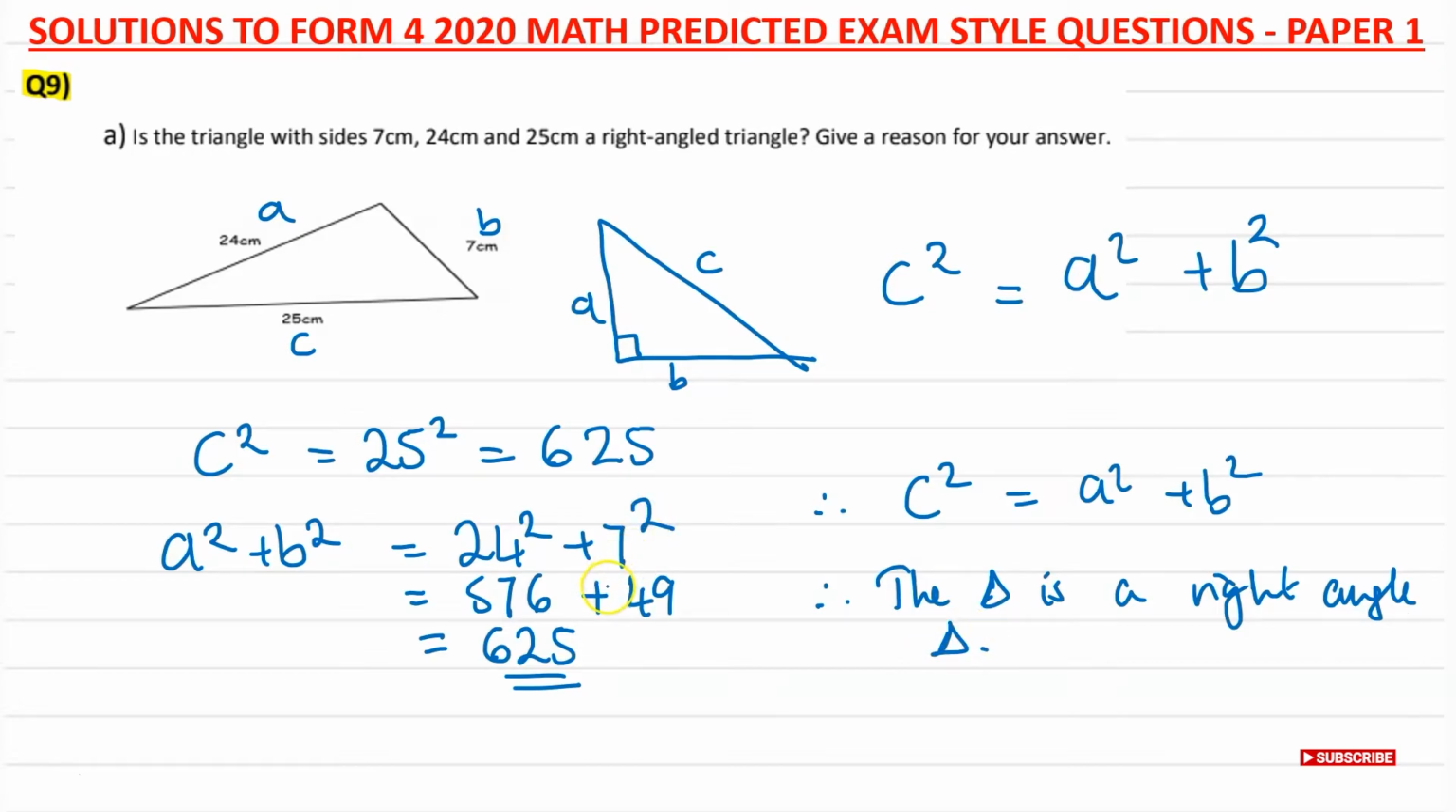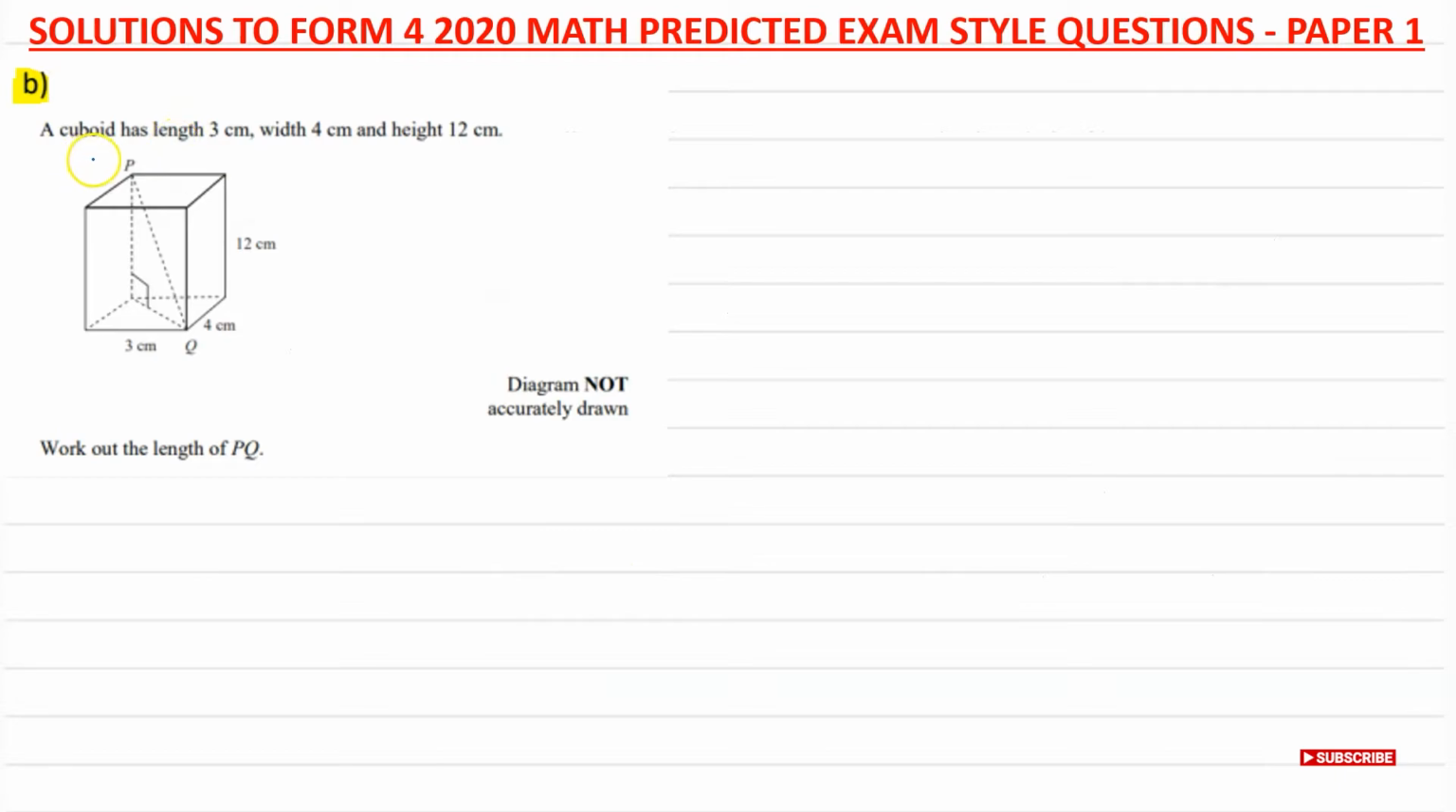Now let's go to part B. Right, so we are told a cuboid has length 3 centimeters, width 4 centimeters and height of 12 centimeters. Work out the length of PQ. So PQ is this one here, from there to there. Now what I'm going to do is put some letters on these corners, especially this one here. So I'll say this one is R and this one is T.